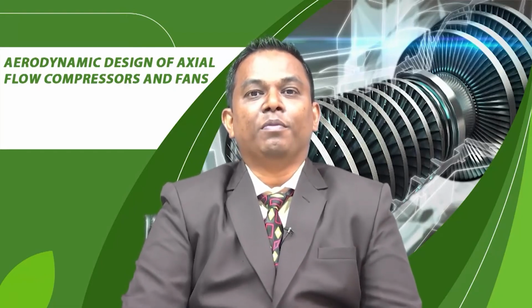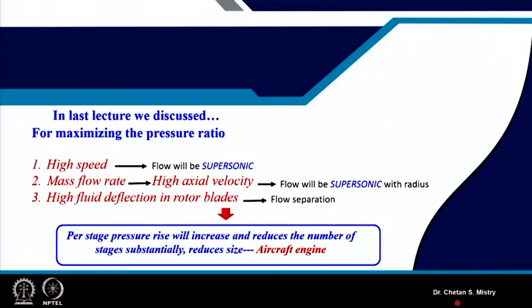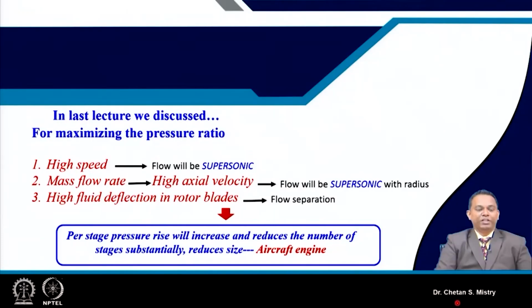Hello and welcome to lecture 50. In the last lecture we were discussing our expectation of maximizing the pressure ratio, or per stage pressure rise. We have discussed different possible methods by which we can increase the per stage pressure ratio. One of which says we need to go with a higher rotational speed or higher peripheral speed.